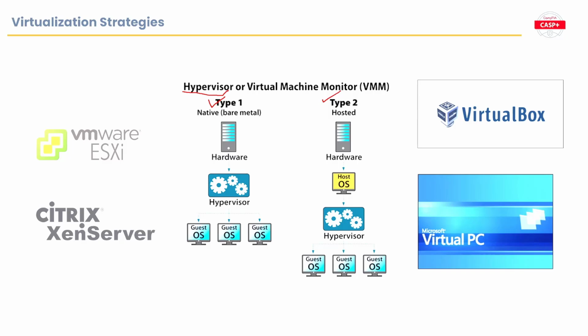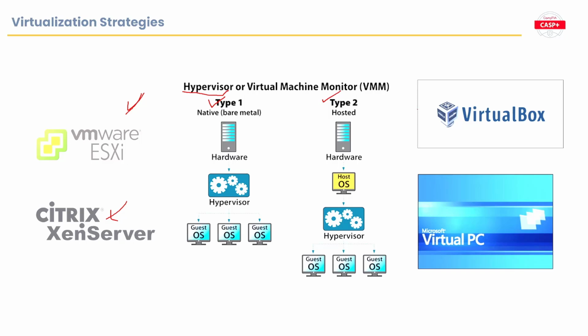Operating system instructions are translated and cached on the fly by the hypervisor, while user-level instructions run at their original speed. As examples of Type 1 hypervisors, we have VMware ESXi and Citrix XenServer.